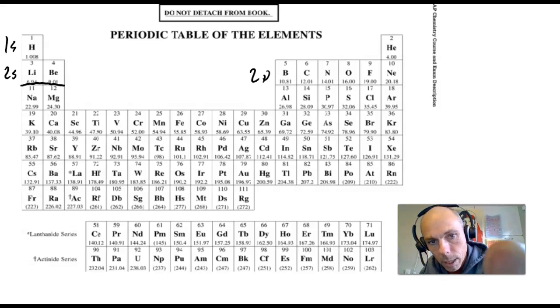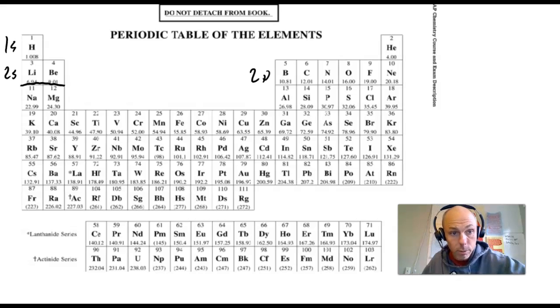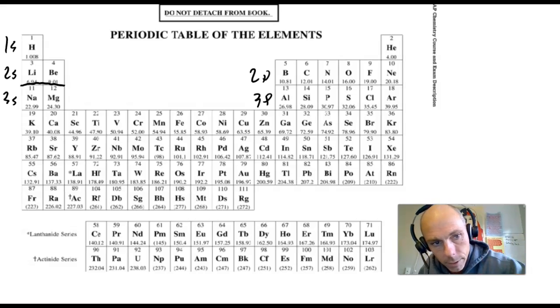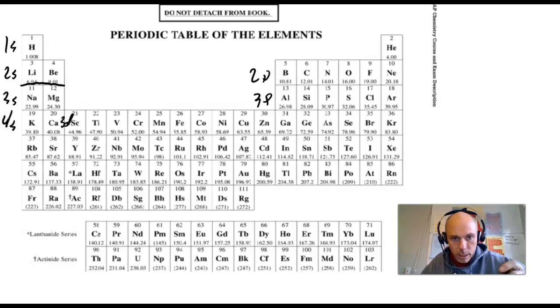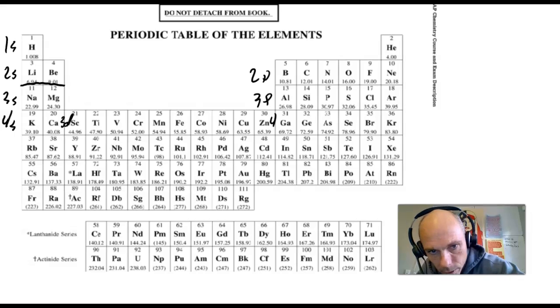This is the 2p. Because you remember, the first two columns are S, the final 6 are P, and the row therein is their principal energy level. This is 3s. This is 3p. This is 4s. And then right there is 3d. So you remember that because there's a pattern and it's supposed to make sense. And then right before gallium is 4p.